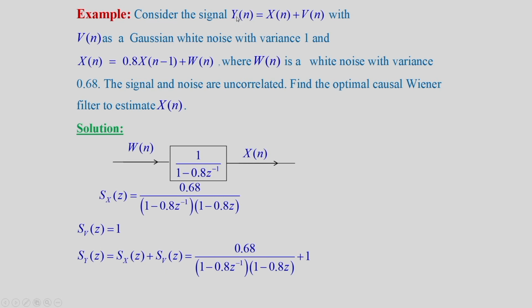So this is my Yn, and I know that the autocorrelation function of Yn is equal to the autocorrelation function of xn plus the autocorrelation function of Vn, that we have analyzed earlier. Therefore, we will get Syz, that is the power spectral density of y, is equal to Sxz plus Svz, and this can be written like this: 0.68 divided by (1 minus 0.8 Z inverse) into (1 minus 0.8 Z) plus 1. So this is the power spectral density for Yn.